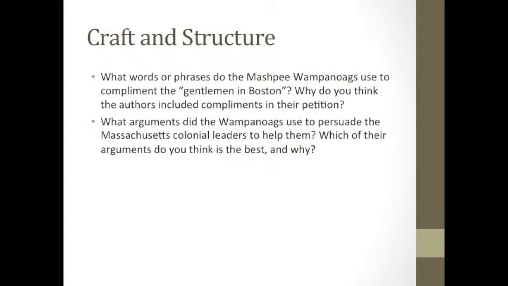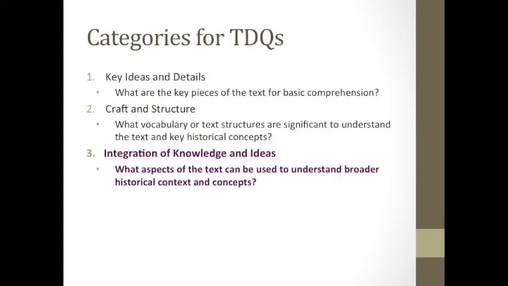Then we're getting at arguments. What arguments did the Wampanoags use to persuade the Massachusetts colonial leaders to help them? And then, which of their arguments do you think is best and why? And that why piece is using evidence to support their claims.